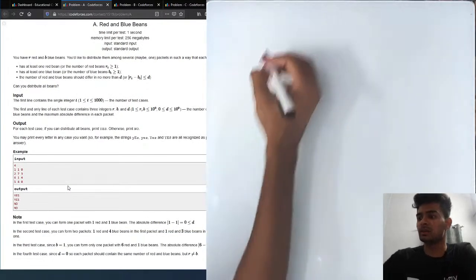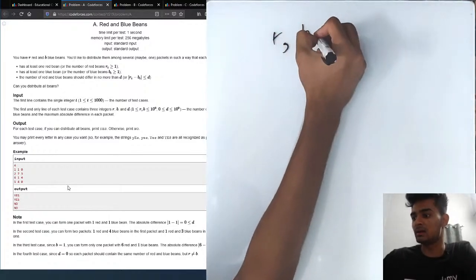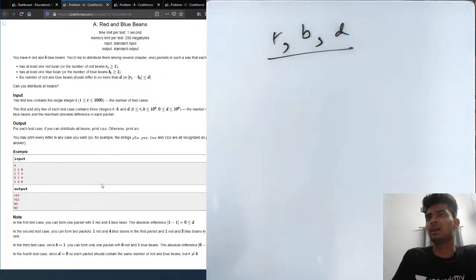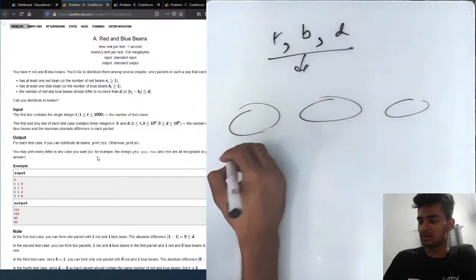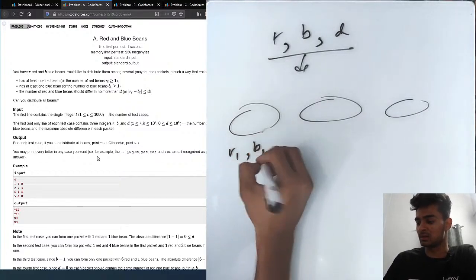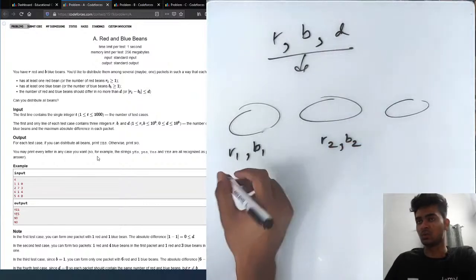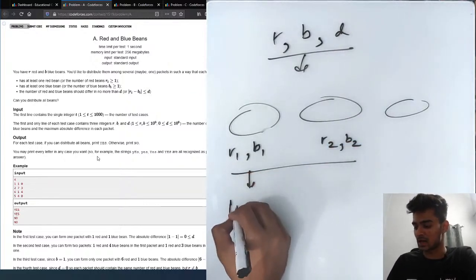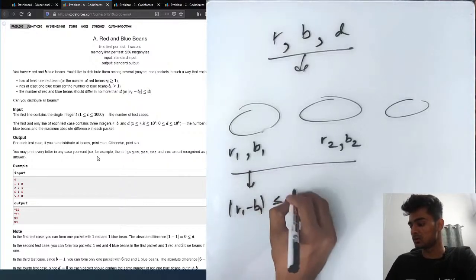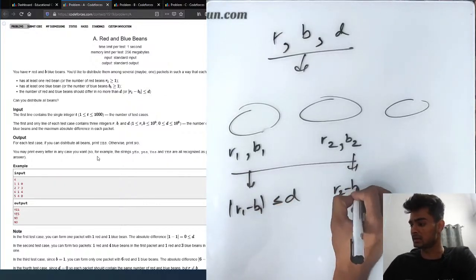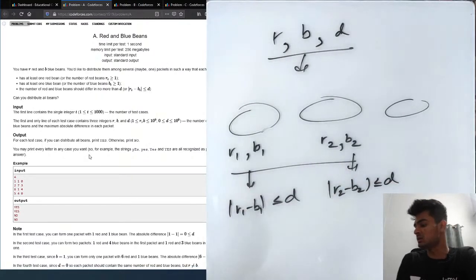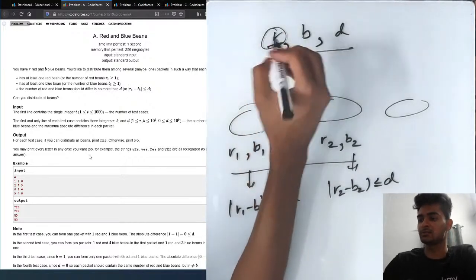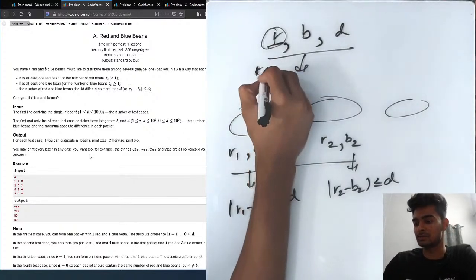So let's look at this problem. Basically, we are given R, we are given B, and we are given D. The thing that we have to do is distribute these values into different packets. Let's say this had R1 and B1, this had R2 and B2. So what they want is the absolute difference, that is R1 minus B1 should be less than or equal to D, and same for this as well, R2 minus B2 should be less than or equal to D.